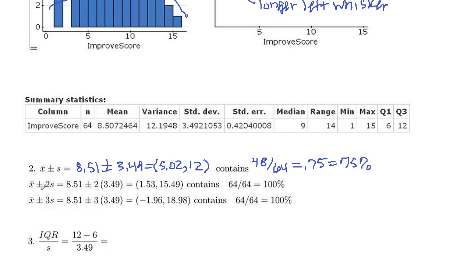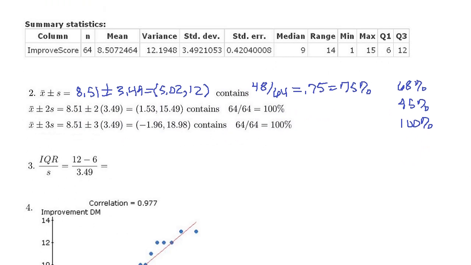And then if you look at plus or minus 2 standard deviations, that actually contains all of the data, 100%, and then 3 standard deviations, again, 100%. So remember, for the empirical rule for bell-shaped data, this should be about 68%, 95%, and almost 100%. So we're seeing that those are not too far off. Could be closer, but not too far off. So that's telling us approximately normal.